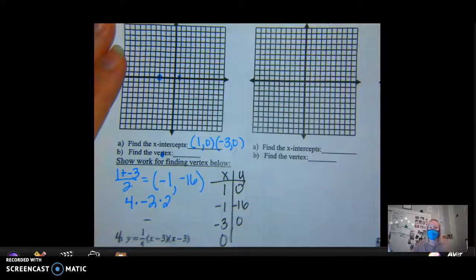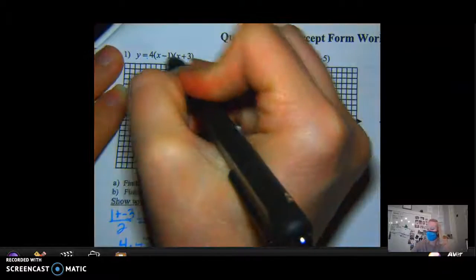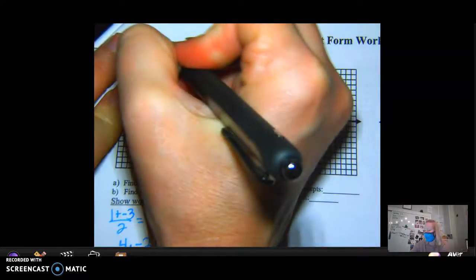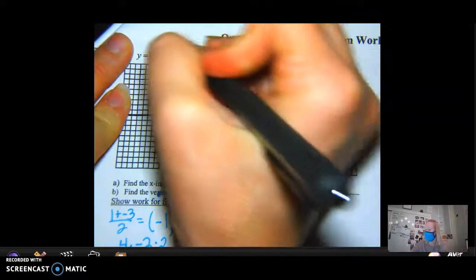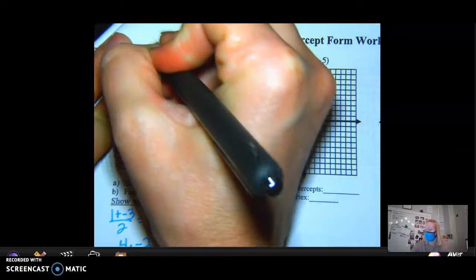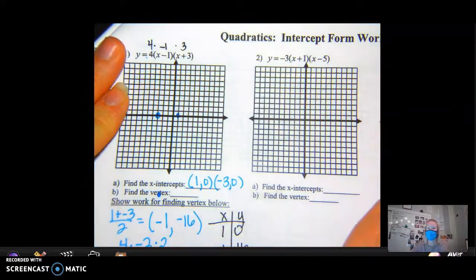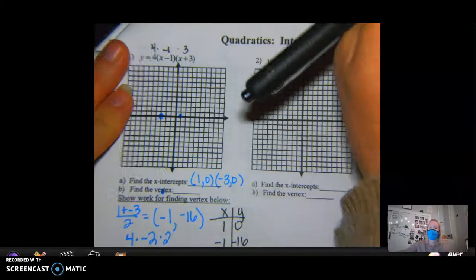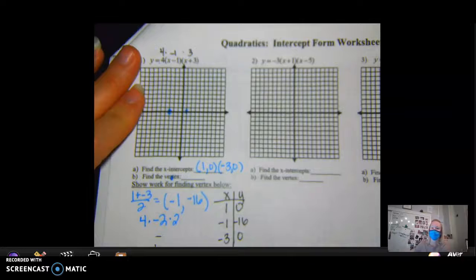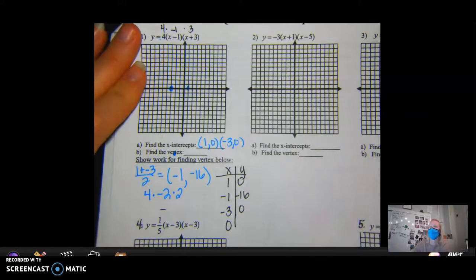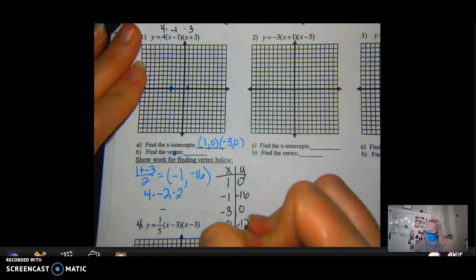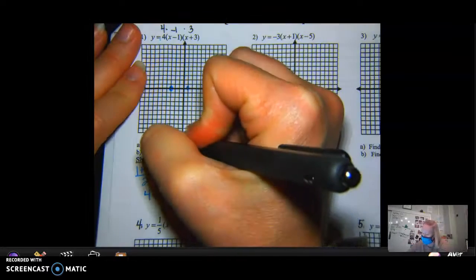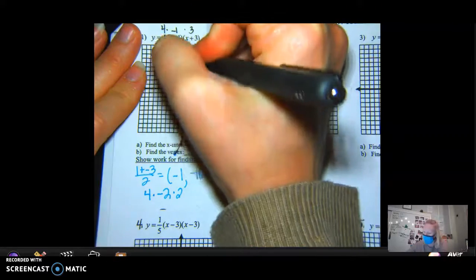What's 0 minus 1? What's 0 plus 3? So now we do 4 times -1 times 3. What's 4 times -1 times 3? If you can't do that in your head, you should be able to, guys. Come on. Thank you. -12. So 0, -12 is right about here. So now I can draw my parabola.